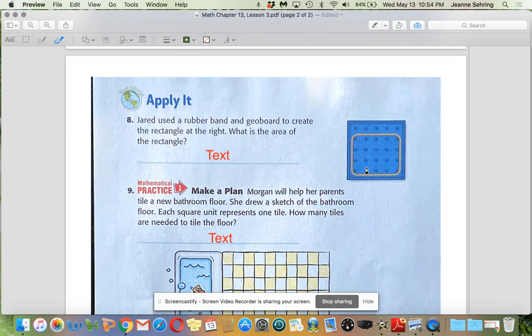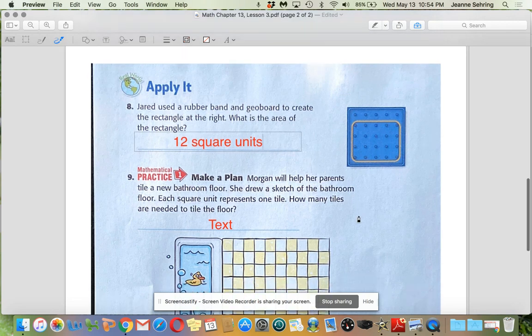What is the area of the rectangle? Well, I have 1, 2, 3 columns, and I have 1, 2, 3 rows. Wait, I have 4 columns. 1, 2, 3. I have 4 columns and 3 rows. So that is going to give me 12 square units. Pretend each one of these squares, you would just have to add it up. That's 1, that's 2, that's 3, up to that's 12. 12 square units.